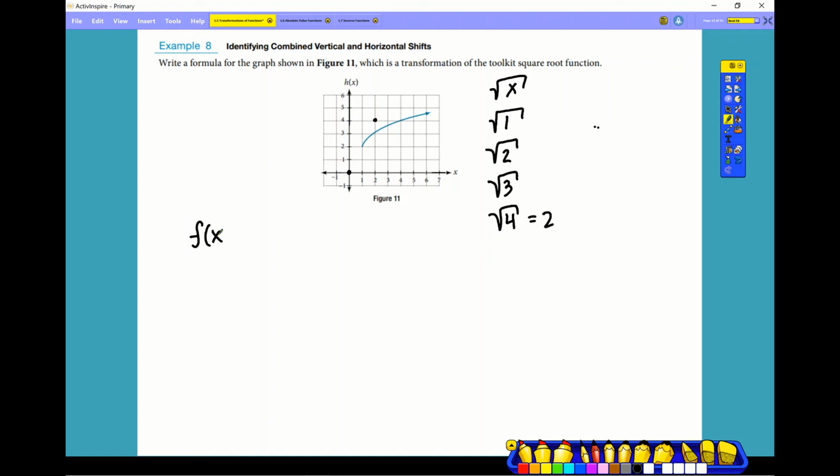Okay, f of x equals the square root of x. Now let's break this down. So I know that this point should be right here. So it looks like we moved down 2 units and it looks like we have to move to the left 1 unit. So that it'll be right here.